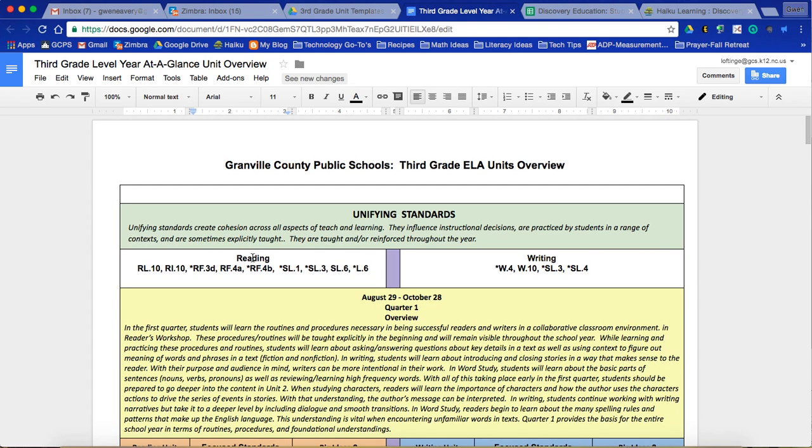You will learn a lot more about these and the changes in the units and how they've been improved based on feedback and our understanding of the curriculum design process when you come together and meet with the curriculum design team on August 24th. Thanks.